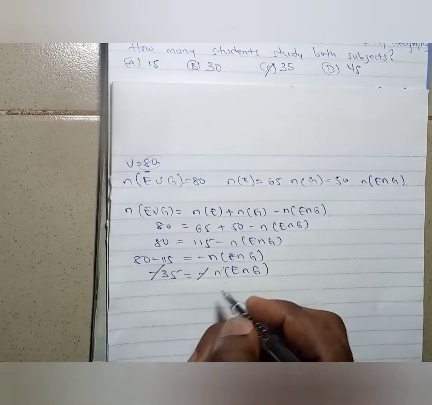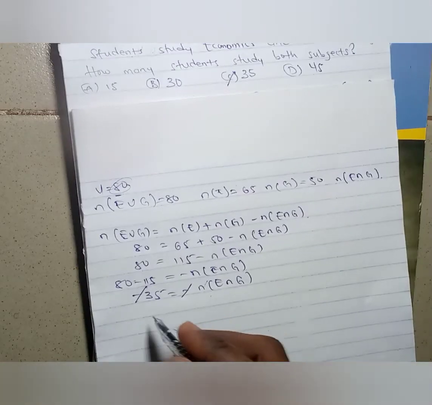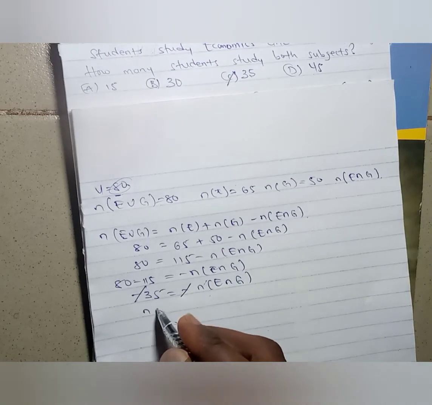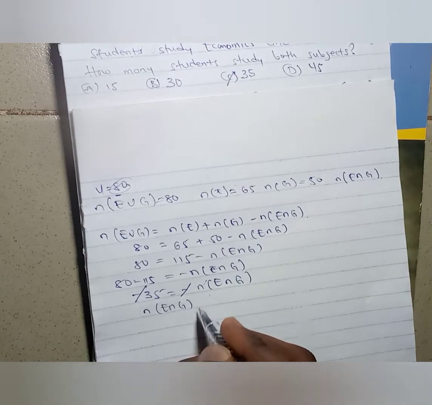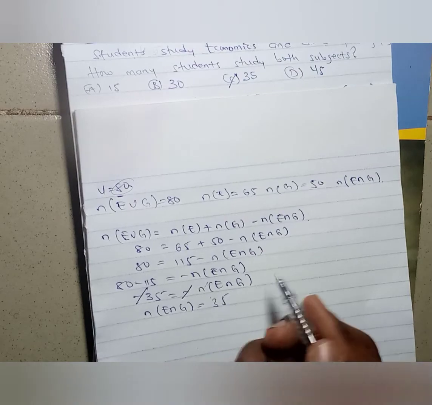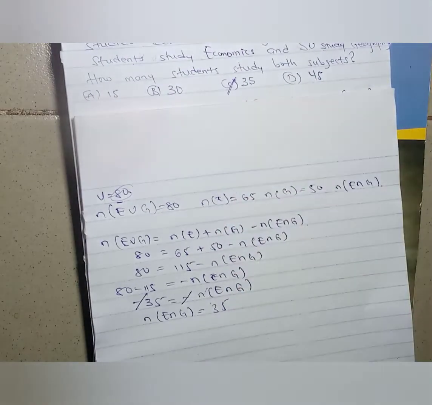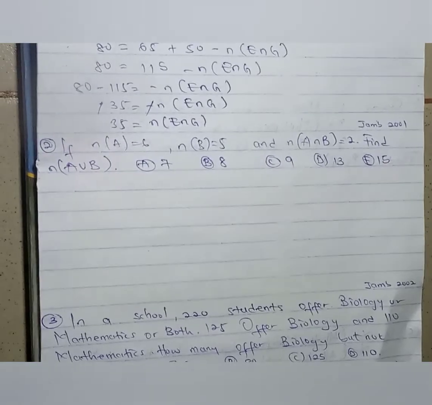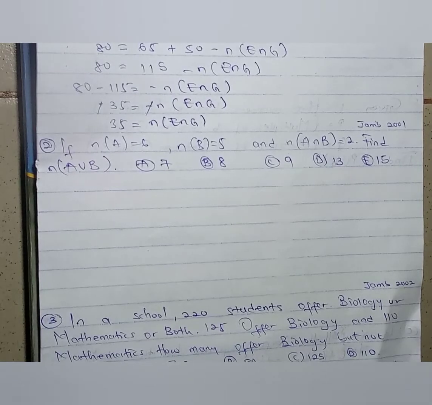So the answer is what? 35. So 35 students studied both economics and geography. So the correct option is A. Now we move to question 2, JAMB 2001.